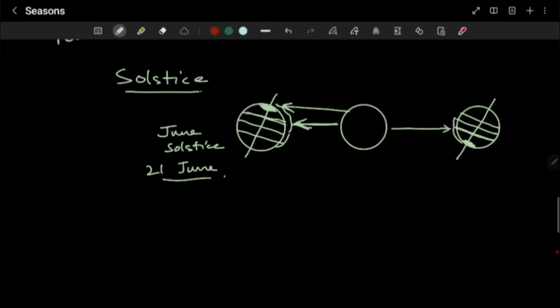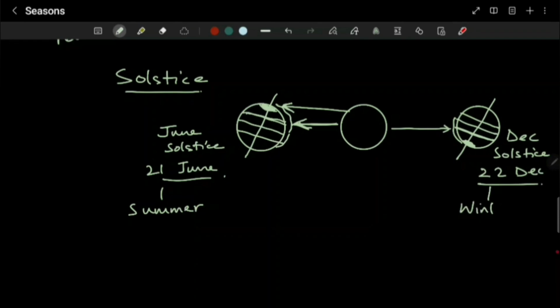So these two solstices are very important. It happens on 22nd December, the winter solstice. See, this is summer solstice and this is winter solstice.